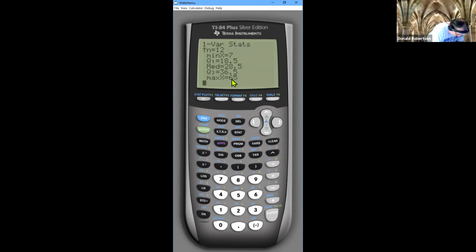There's a 7 because that was the youngest person. There was an 18.5, which goes here. There's a 28.5, which was the median. We already found that earlier. There's a 36.5 for Q3. And lastly, there is a 65.